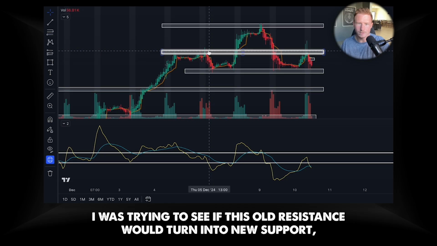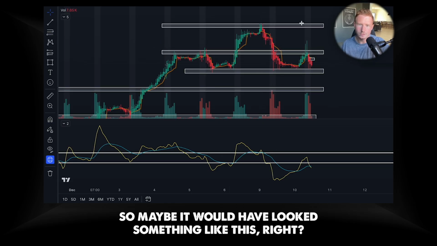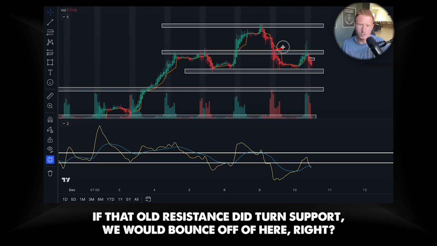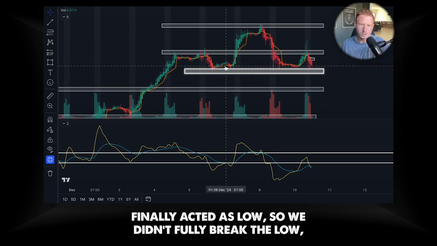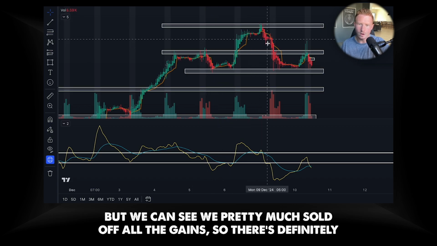I was trying to see if this old resistance would turn into new support, because a lot of times it does that. So maybe it would have looked something like this, right? If that old resistance did turn support, we would bounce off of here, right? In that case, we didn't do that. We broke all the way down, and then this support finally acted as a low. So we didn't fully break the low, but we can see we pretty much sold off all the gains.